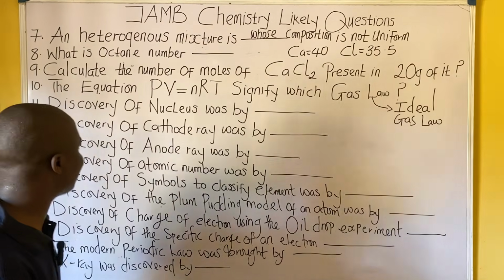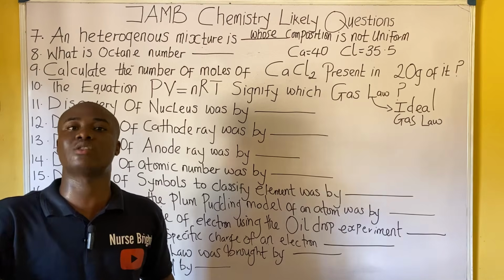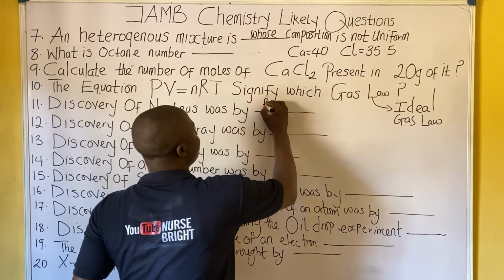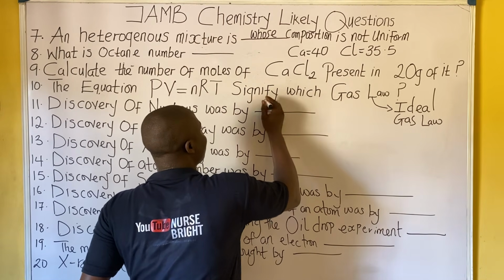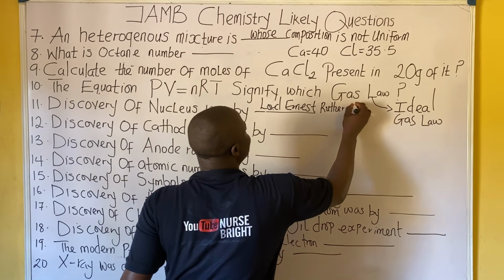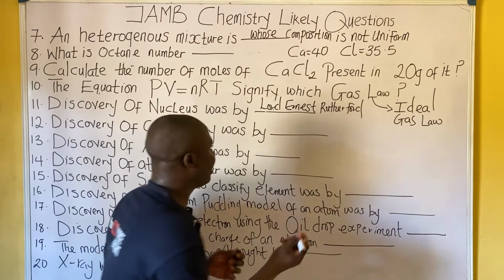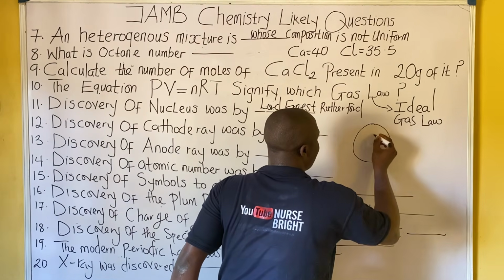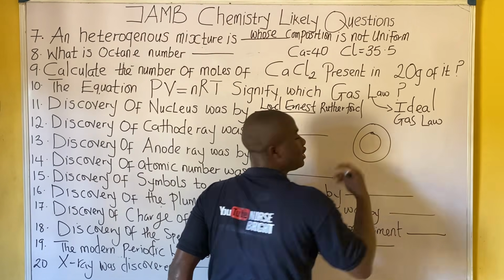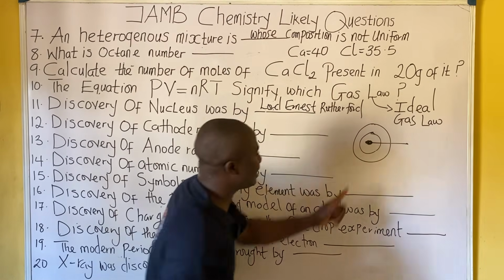Let's get into the next question, and it says, discovery of the nucleus of an atom was by. The answer to this question is Lord Ernest Rutherford. It is Lord Ernest Rutherford that actually discovered the nucleus of an atom. I believe you know what an atom looks like. Let's say this is an atom. All of these circles are like shells, and the nucleus of an atom is centrally located.